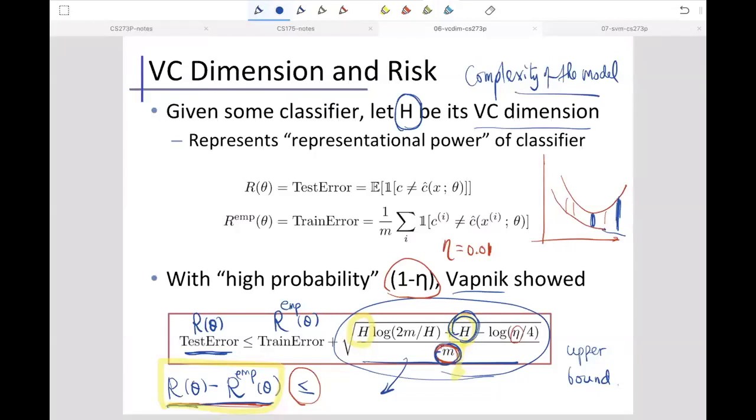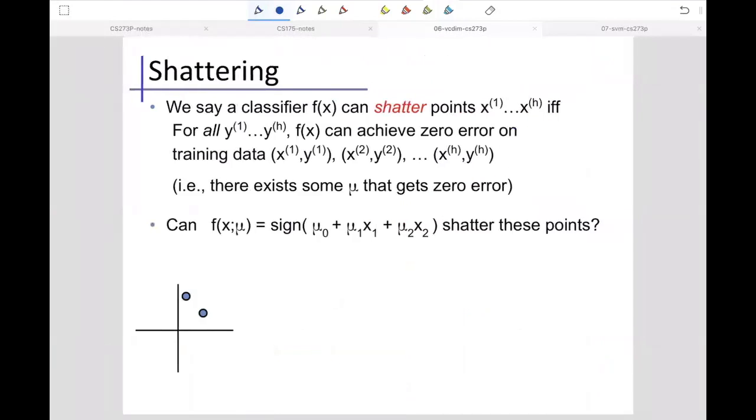So that's what this means. All right, so let's talk about how the VC dimension is defined. Before we talk about that, we're going to talk about one definition here, the concept of shattering.